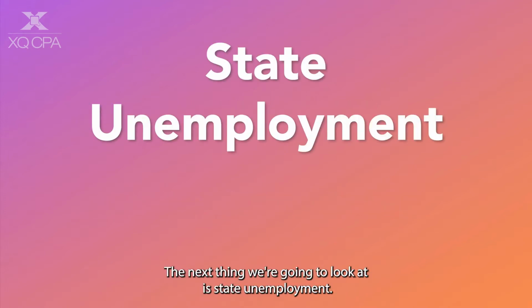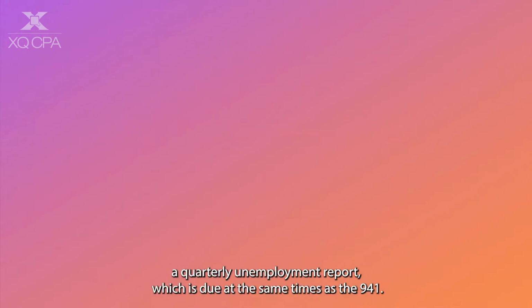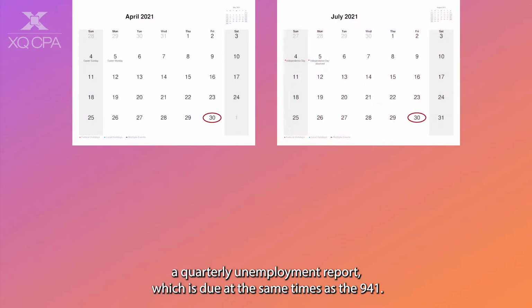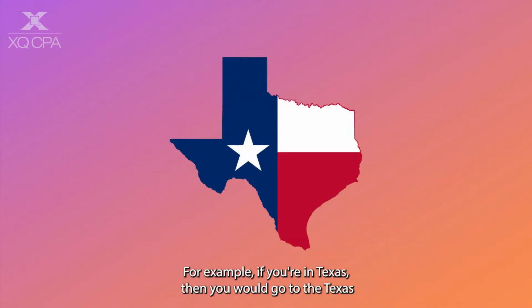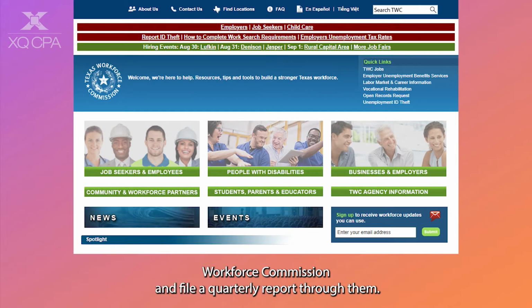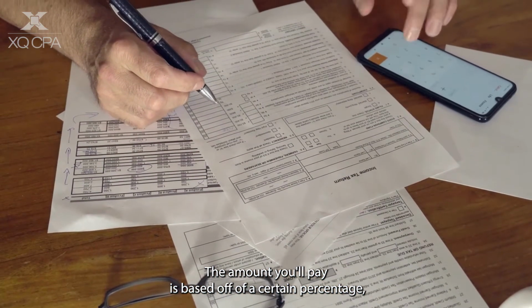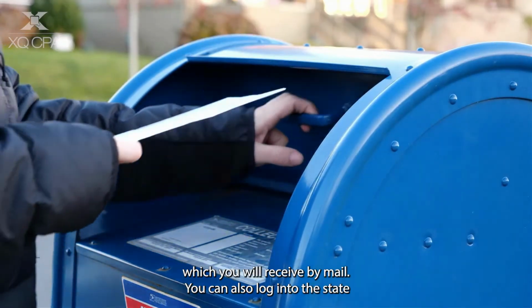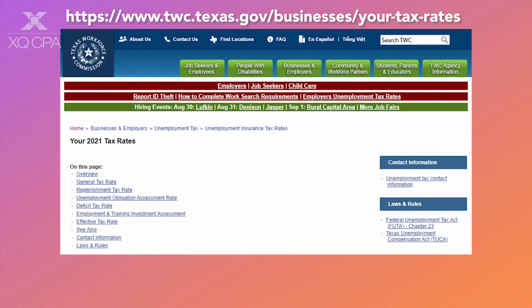The next thing we're going to look at is state unemployment. Depending on what state you're in, you'll have to file a quarterly unemployment report, which is due at the same times as the 941. For example, if you're in Texas, then you would go to the Texas Workforce Commission and file a quarterly report through them. The amount you'll pay is based off of a certain percentage, which you will receive by mail. You can also log into the state unemployment website to find out your annual rate.